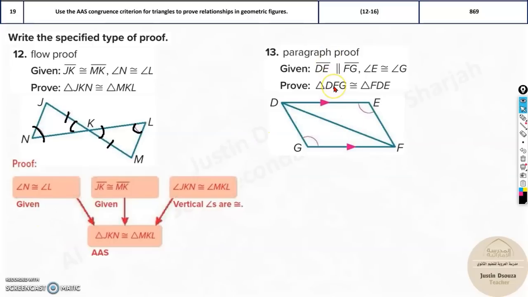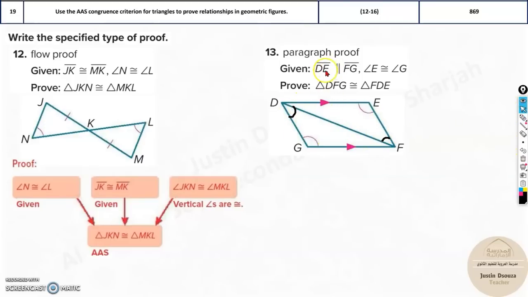Let's look over here. Paragraph proof. We are writing paragraphs. They have told DA is parallel to FG. Now this is important when parallel lines are given. You need to keep in mind that when parallel lines are given, interior angles happen. Now this is a common side. This angle is equivalent to the other alternate interior angle. These are alternate interior angles.